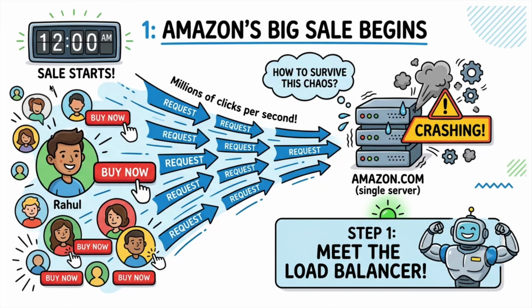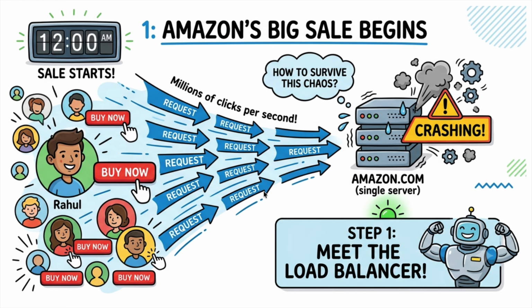Picture this. It's 12 a.m. Amazon's biggest sale is live. Thousands, no, millions of customers click buy now for the exact same iPhone. Yet somehow the website stays online. Orders go through, payments succeed. But behind the scenes, there is absolute chaos.